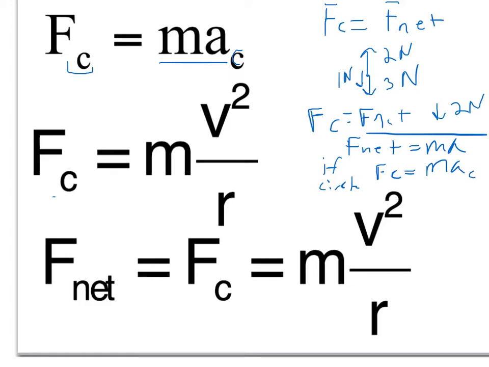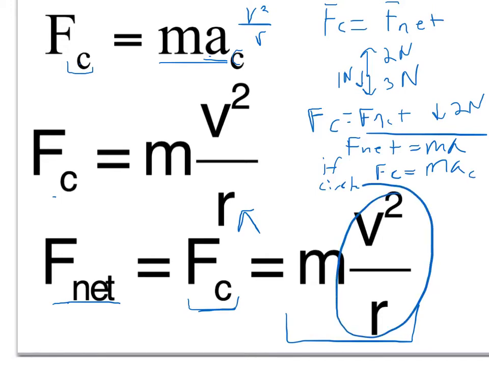Now what we can do is take the fact that centripetal force equals mass times centripetal acceleration and rewrite that with centripetal acceleration. And centripetal acceleration is v squared over r. So this becomes mv squared over r. To summarize the point, the net force is the centripetal force, which is mv squared over r. So we can find our net force, that is our centripetal force, and that's equal to mass times centripetal acceleration, which is v squared over r.